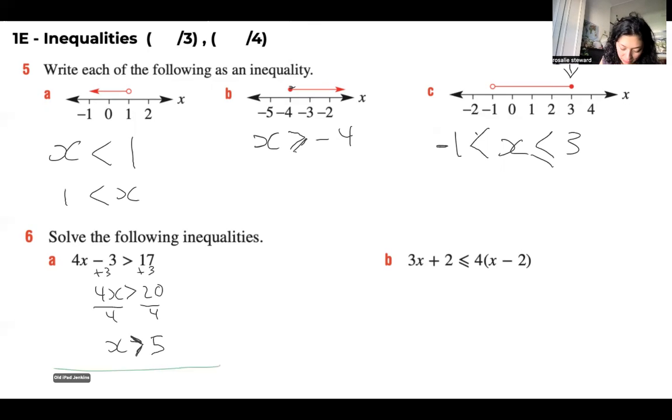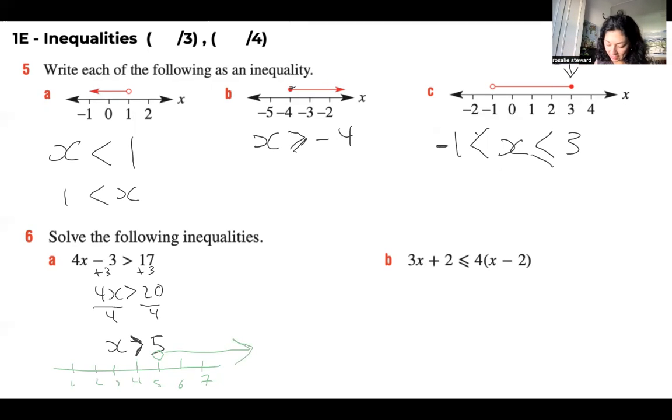So if I were to draw that on a number line, I'd have 1, 2, 3, 4, 5, 6, 7. You just write your little arrow there for x. That arrow means like goes off into infinity, and no, you don't draw it in.